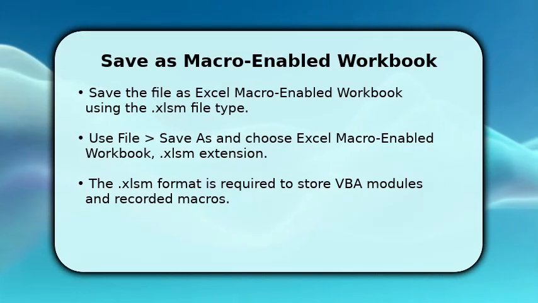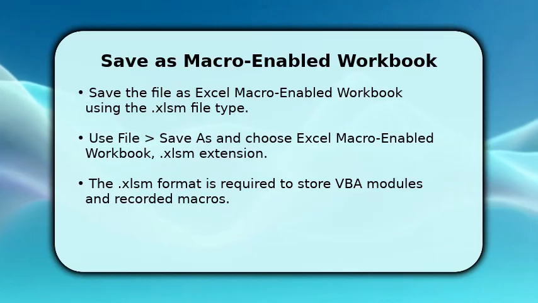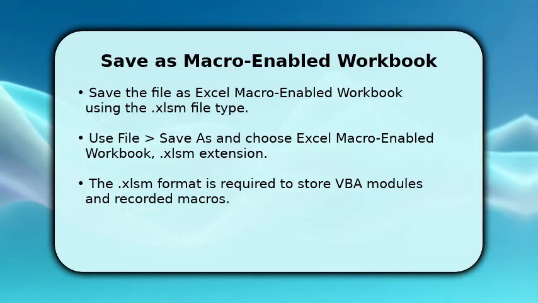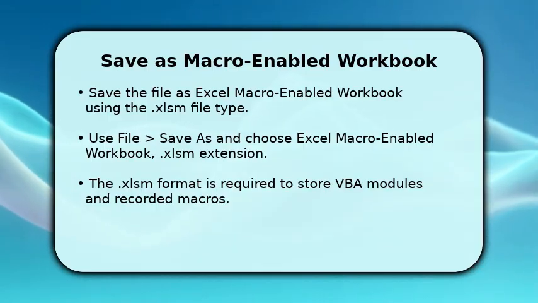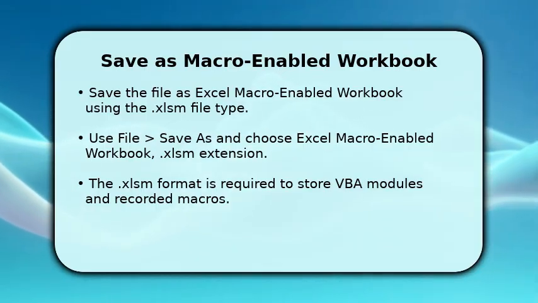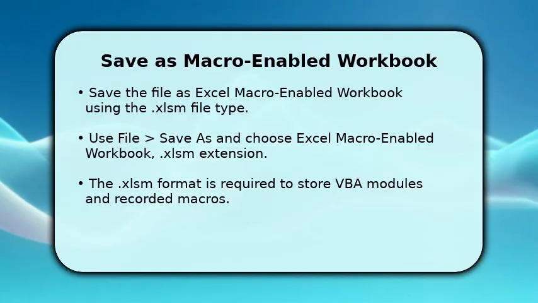After creating or recording a macro, use File then Save As to preserve it. In the Save As dialog, choose Excel Macro-Enabled Workbook and confirm the XLSM extension. Excel will warn that only macro-enabled formats keep VBA code. Accept the prompt and overwrite if needed.